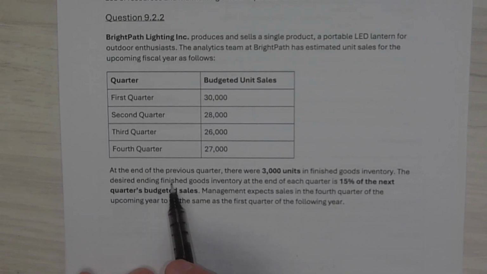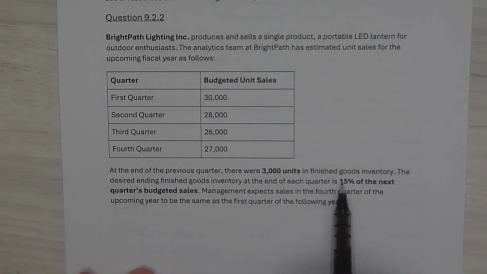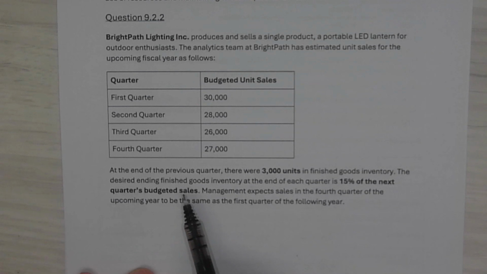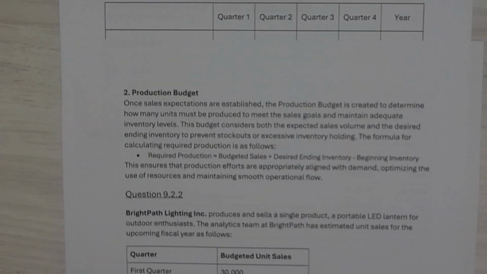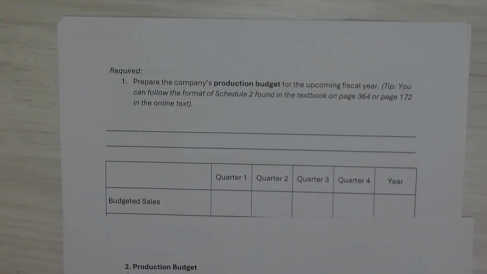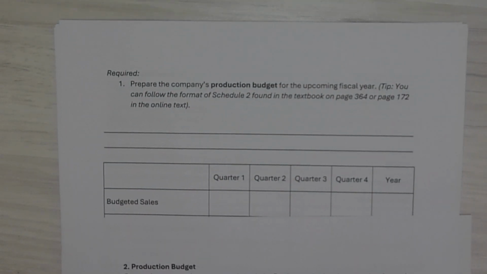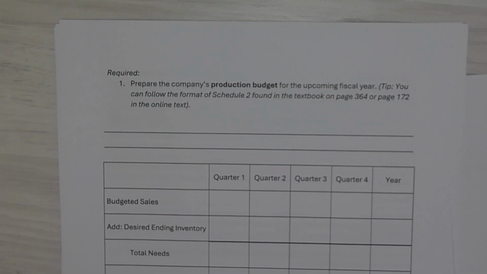The desired ending finished goods inventory at the end of each quarter is 15% of the next quarter's budgeted sales. Management expects sales in the fourth quarter of the upcoming year to be the same as the first quarter of the following year. Prepare the company's production budget for the upcoming fiscal year. And you can follow along in your textbook.